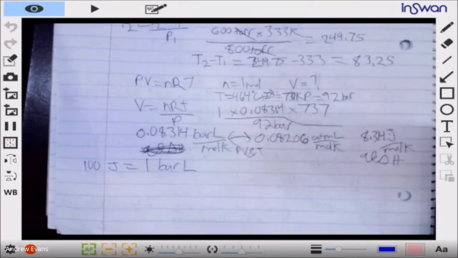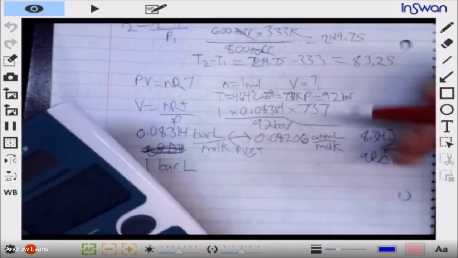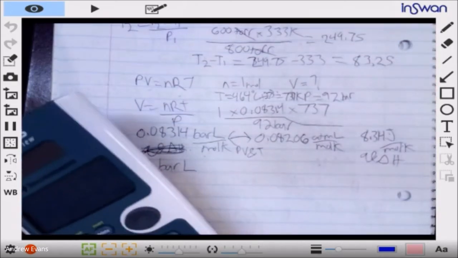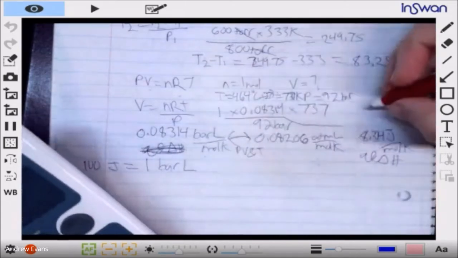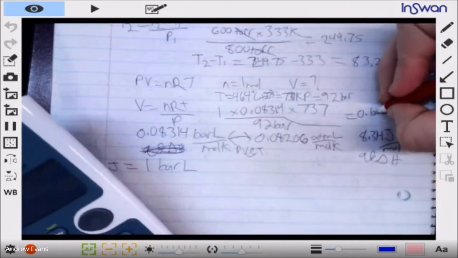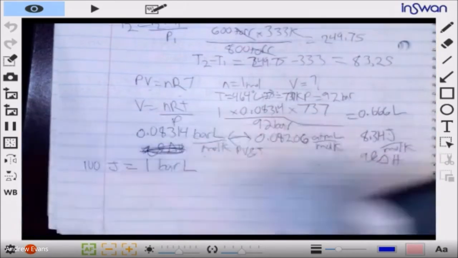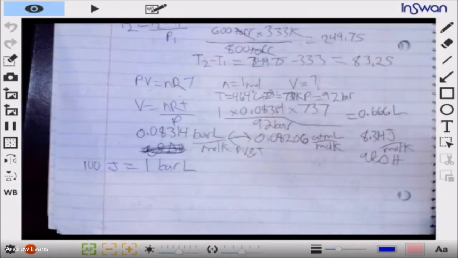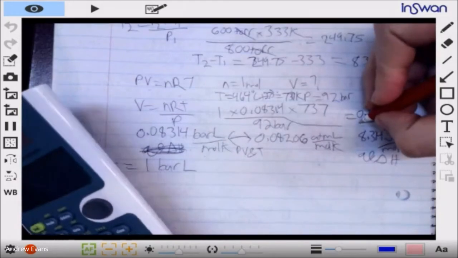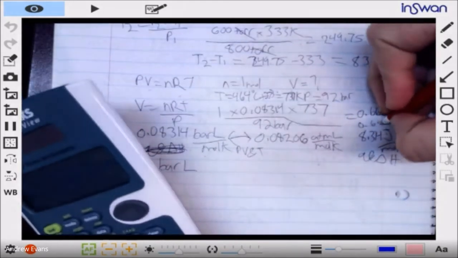0.08314 times 737 divided by 92. If I do that, my 1 mole of gas takes up 0.666 liters. 0.666 liters. Now, hypothetically, if I'd used the other R, the other option would have been 0.657.